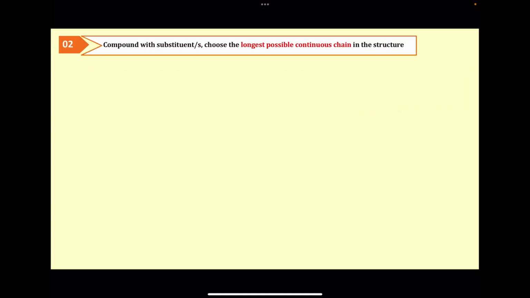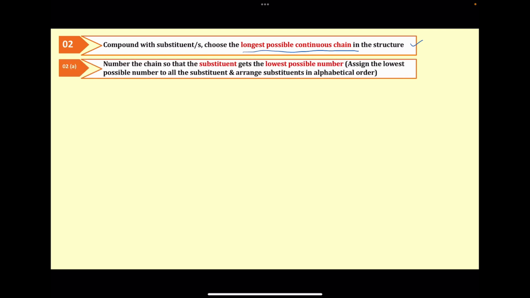Next, we move to the second step, which is compound of alkane with substituents. First, you need to choose the longest possible continuous chain of carbon in the structure. So, which means for this step, you need to try and error untuk cari the longest chain of carbon. So itu akan jadi sebagai parent name ataupun parent compound of the compound lah.